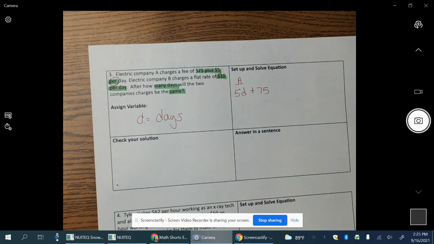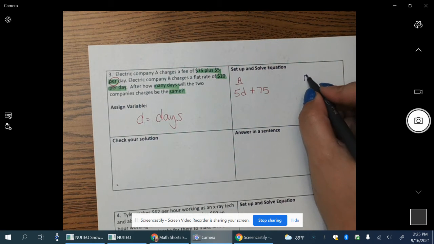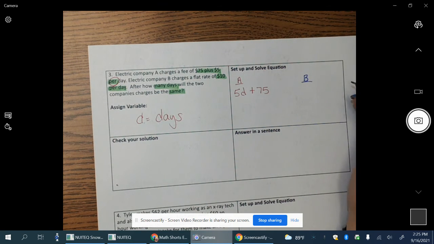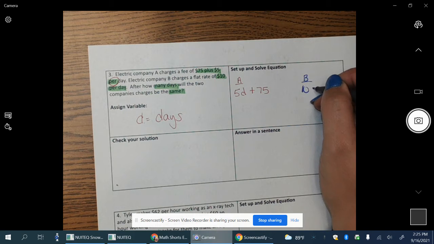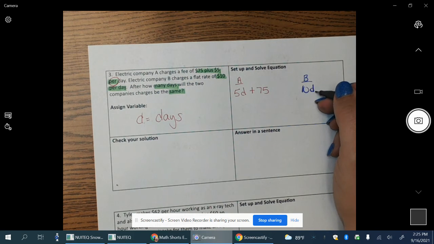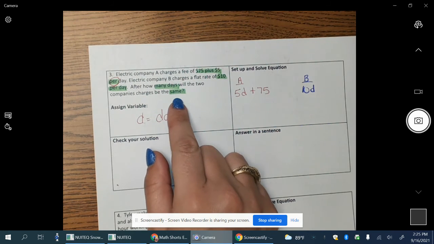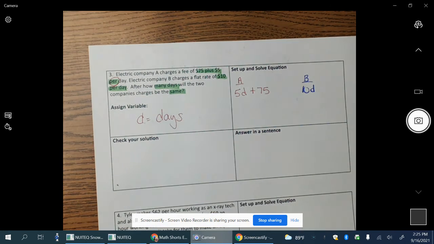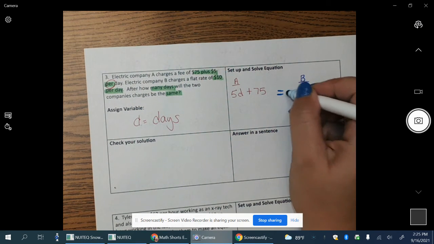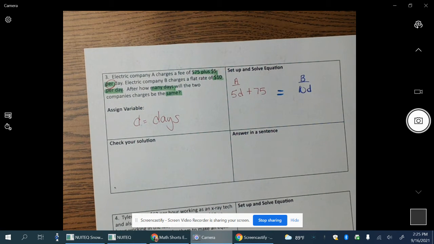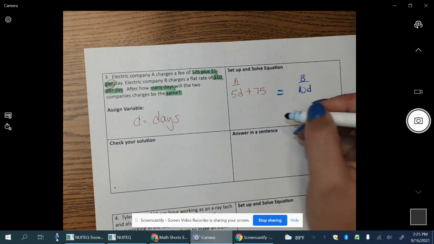Now, Electric Company B, do they have a rate? Yes. What is their rate? 10D, 10 days. Do they have a constant? No. What is the very last word that I highlighted? Same. So I want to set them equal. And again, that one's super easy. You would move 5, divide by 5, and the answer is 15. Yep. So D is 15.